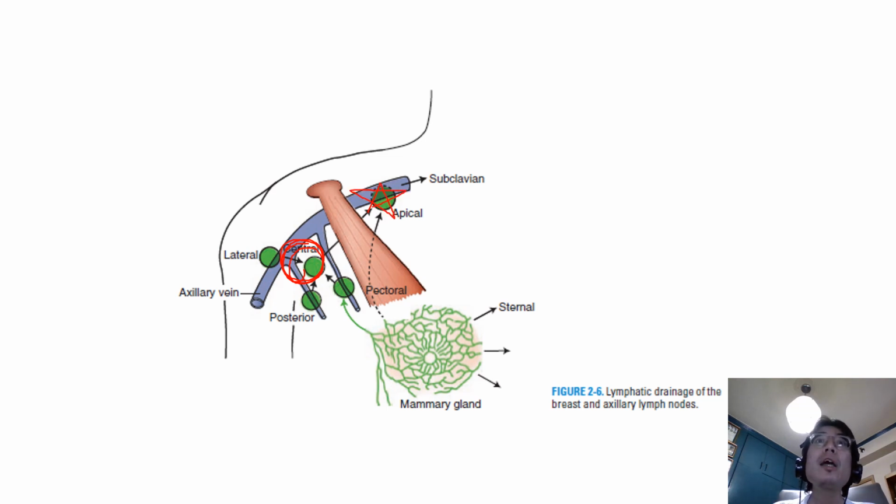The lateral group of lymphatic vessels accompanies the cephalic vein, which, as we previously mentioned, is a lateral vein, and they drain into the lateral axillary nodes and also into the deltopectoral or infraclavicular nodes, which then drain into the apical nodes.